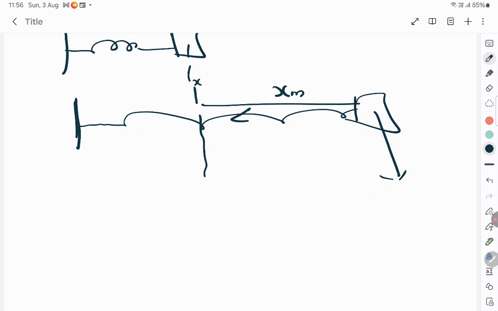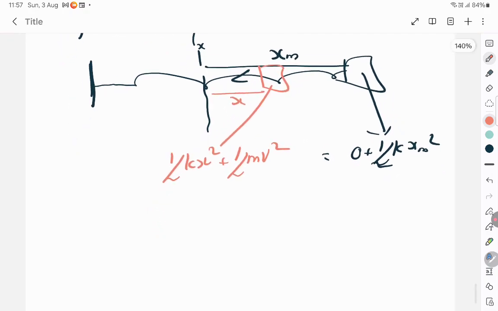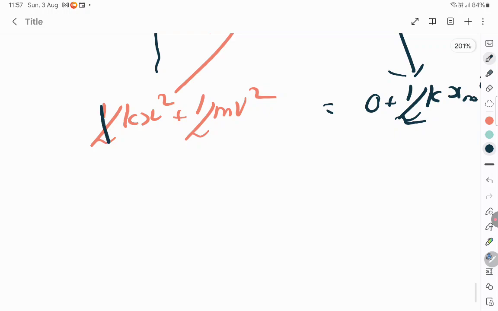At the extreme position, the kinetic energy is always 0. The potential energy is half k xm square, which will be equal to the energy at any position, at a distance of x. In this case, you will have kinetic energy and potential energy. The potential energy is half k x square, and the kinetic energy is half m v square, considering it's moving with a velocity v. So can you see, we got an equation by using conservation of energy.